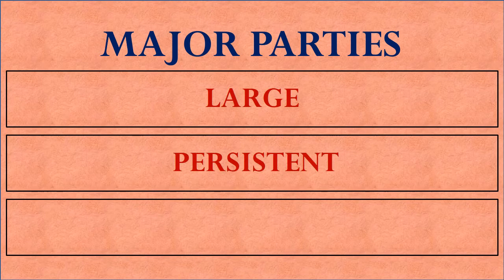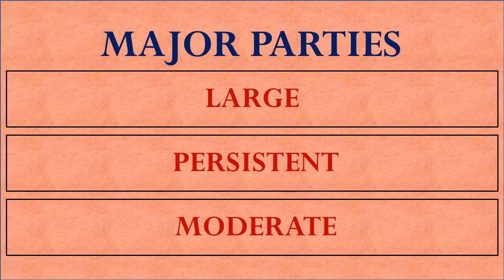Secondly, a major political party is persistent. Now, what is meant by that is that it sticks around from one election to another. It doesn't just show up and then disappear. It's going to be around continually. And as it sticks around continually, it's going to continue to be large, competitive, always having a chance to win.